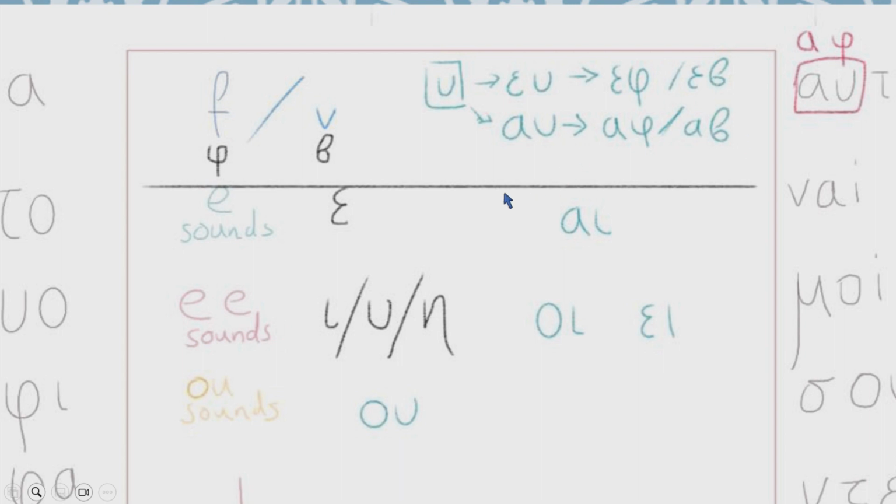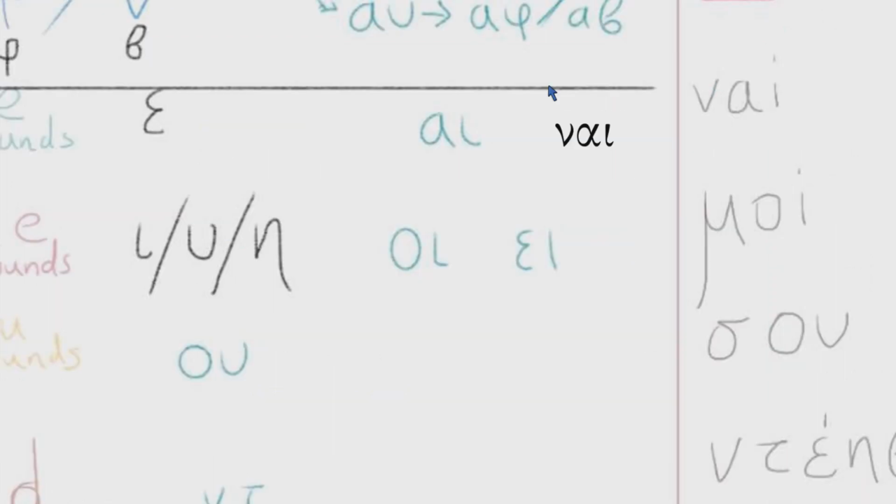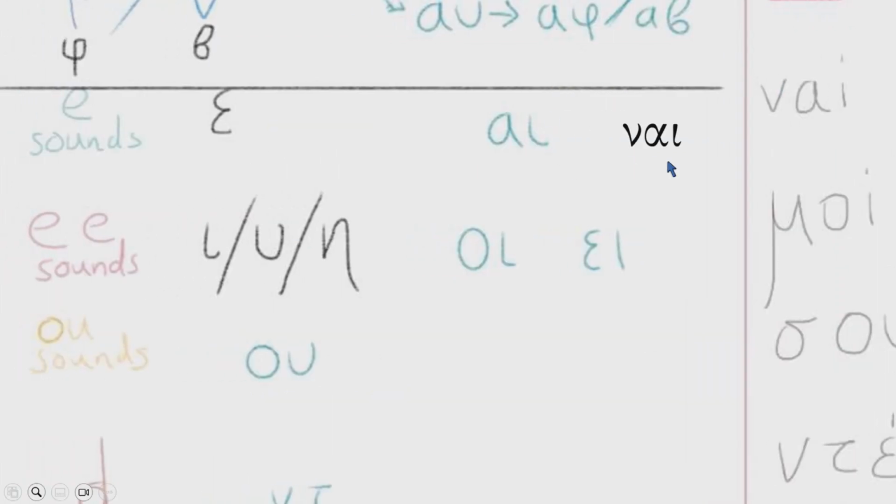Next, we have letters that make the E sound. We have epsilon from the alphabet, but when alpha and iota are next to each other, they also make the sound E, like in ne. It's not na-i, it's ne. The word for yes, ne.